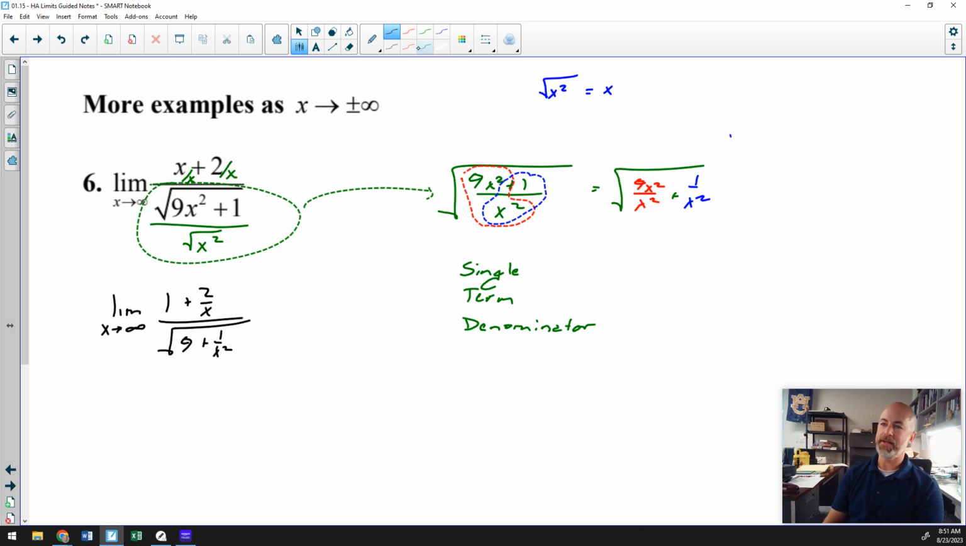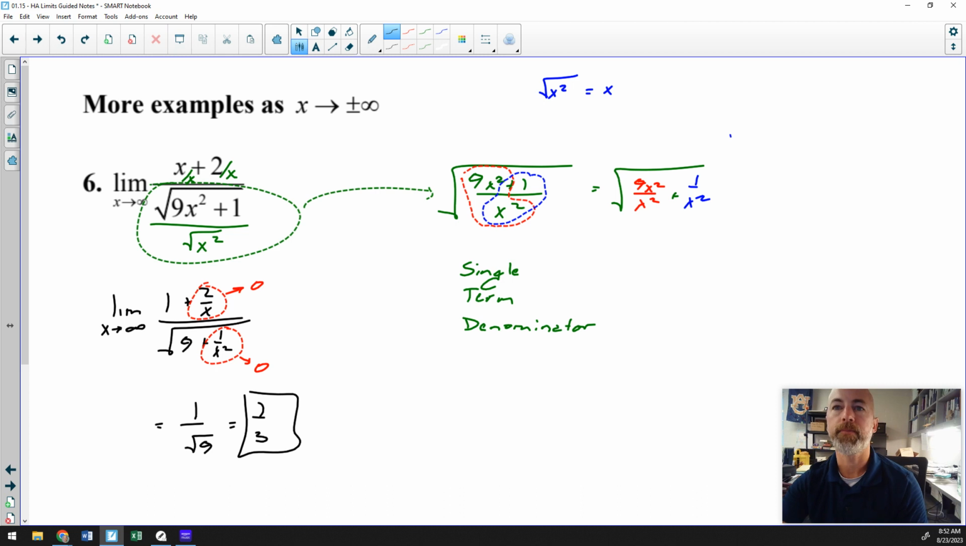And then finally, I can look at this limit as x goes to infinity. I only have 2 x's remaining, and they are in the denominator. So 2 divided by infinity will crash to 0, as will 1 over infinity. And the answer to this limit is going to be 1 plus 0 over the square root of 9. And if you are super smart, you will know that the square root of 9 is 3. So there's our answer for this one.